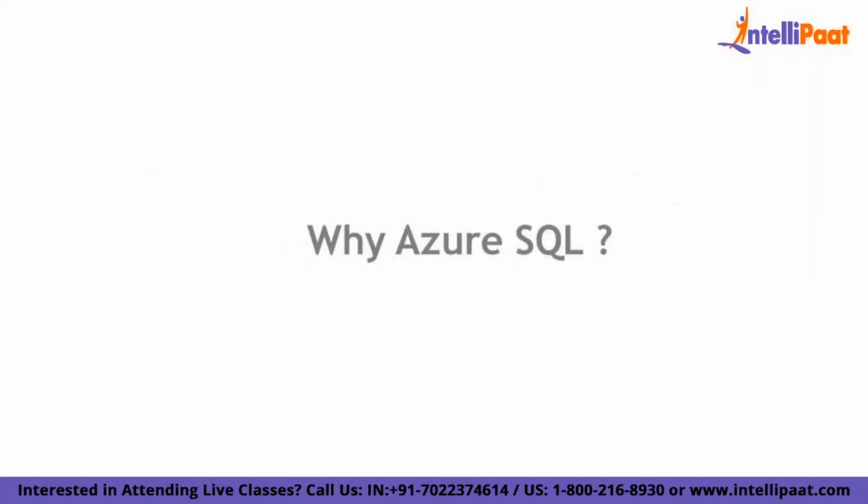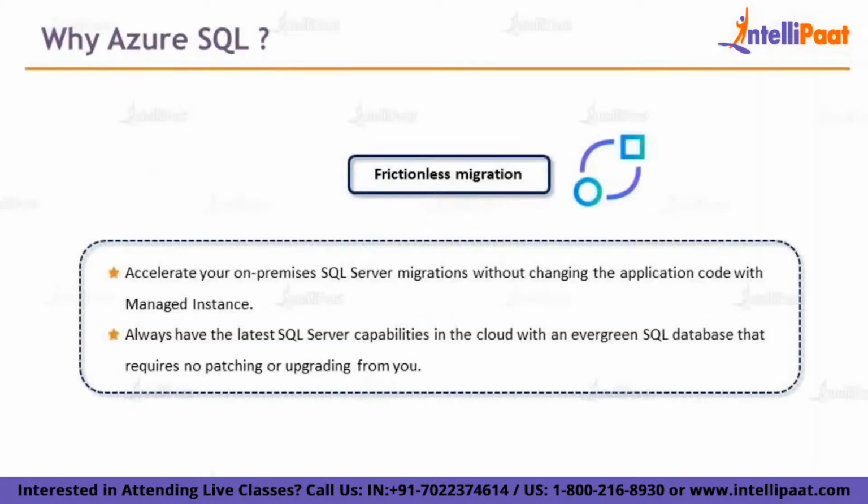Let's move to the next concept. So why should we choose Azure SQL? There are a couple of pointers in here. Frictionless migration. It accelerates your on-premises SQL Server migration without changing the application code with managed instance. So this is something that I was talking about. If you have an on-premises SQL Server, Microsoft says that your SQL MI is 100% compatible with your on-premises SQL. So there won't be much changes required in your code. It can automatically move from on-premises to MI.